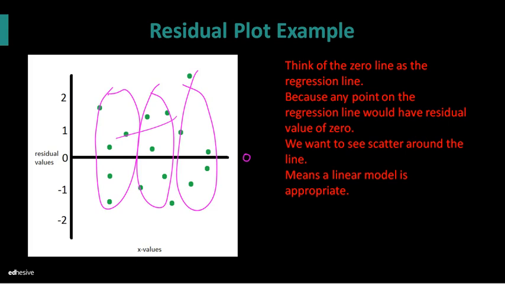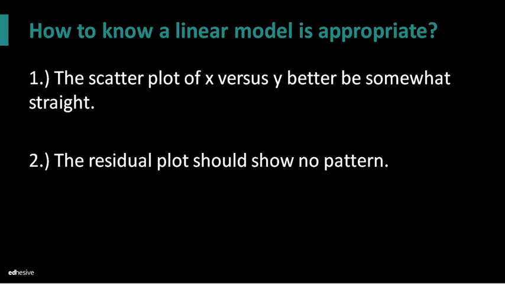So when it comes to determining whether a linear model, a least squares regression line, is an appropriate model for your data, we really want to make sure that we check the scatter plot, right? Make sure your scatter plot is somewhat straight. If your scatter plot has a giant curve in it, you should never be using a line anyway. But we also now want to add this residual plot to that. We should be checking the residual plot that shows no pattern.